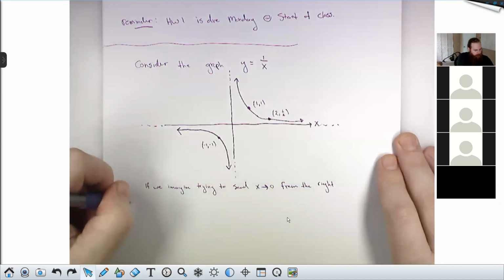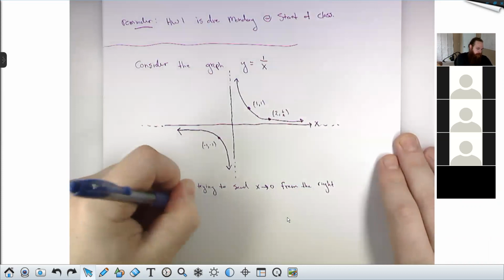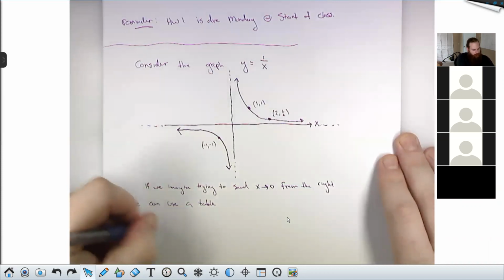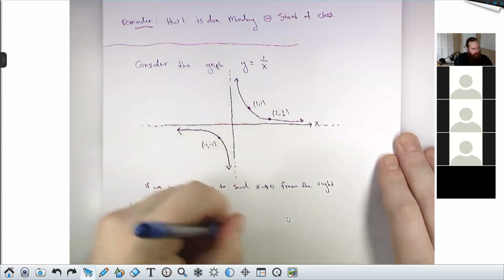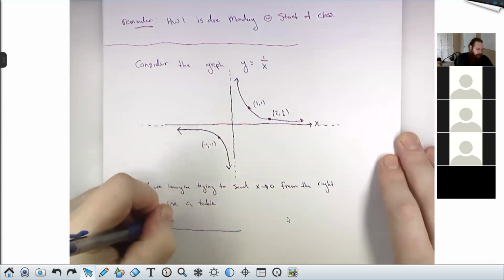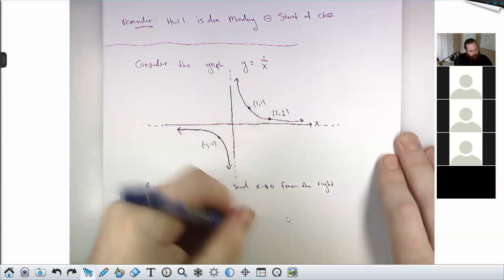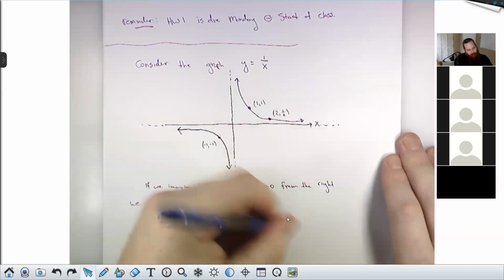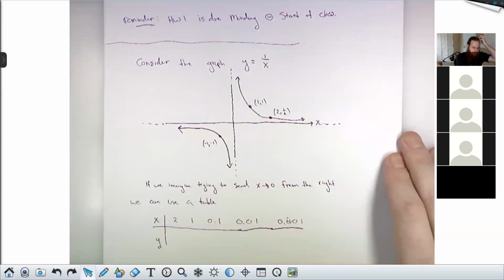We can make a table. So I'm going to put in some x values here and some y values here. So maybe I'll look at x equals 2, x equals 1, x equals 0.1, 0.01, 0.001.